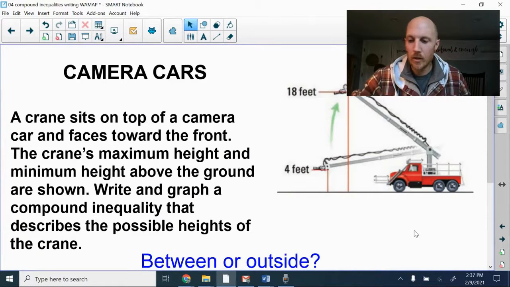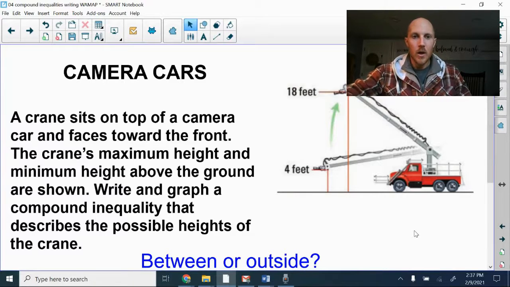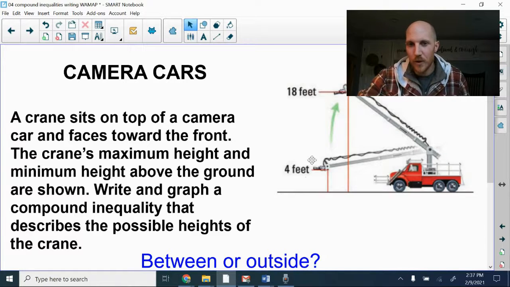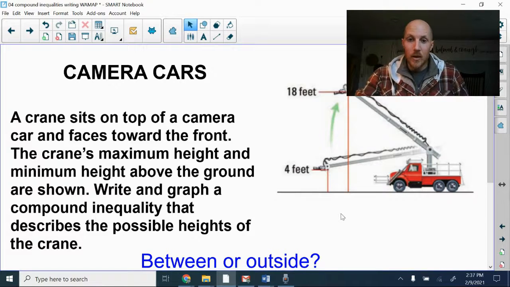Hey, so let's look at an example or two here. Camera cars. A crane sits on top of a camera car. It's got the camera at the end of that big boom arm. The camera faces out front. Crane's maximum height and minimum height above the ground are shown in the illustration. So minimum of 4 feet all the way up to a maximum of 18 feet. The directions ask us to write and graph a compound inequality that describes the possible heights of the crane.